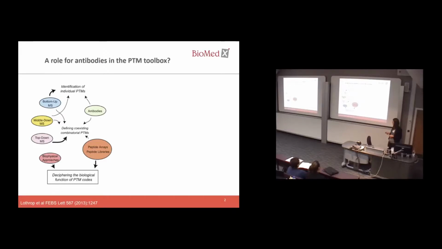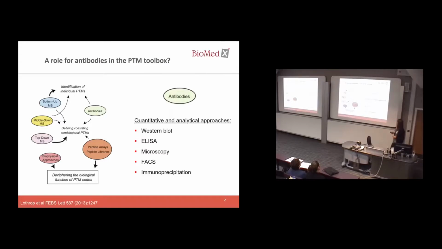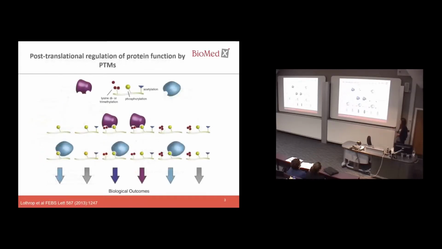But also for doing specific functional assays that actually relate to what the PTMs do to the protein to change its function or localization. So we, of course, use a lot of different quantitative and analytical approaches that use antibodies, from Western blots to ELISA, microscopy, flow, IP, and probably other things you can think of.